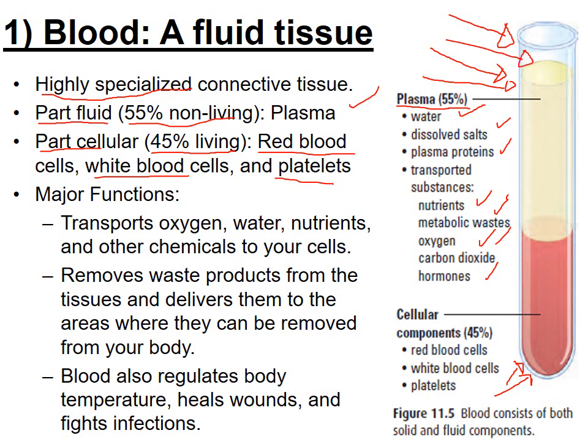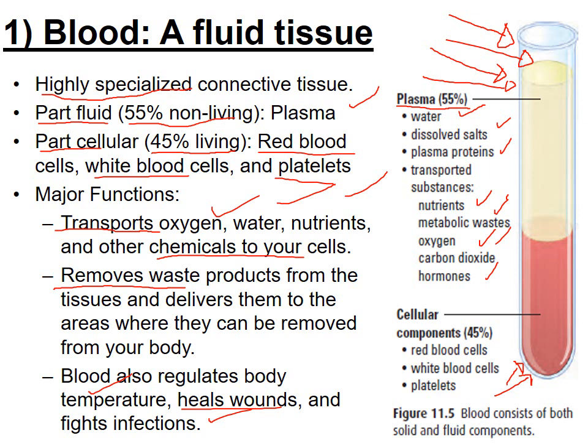And this is especially useful if you want to separate certain cells from others, or certain components from others, to remove them and study them specifically. So major functions of our blood: transport, that's super important. Whether it be oxygen, water, nutrients, and other chemicals like hormones, removing waste products like carbon dioxide, for example, and also regulating body temperature, healing wounds, and also fighting infections. So we're going to take a look at the different cells, different parts, and what they do.